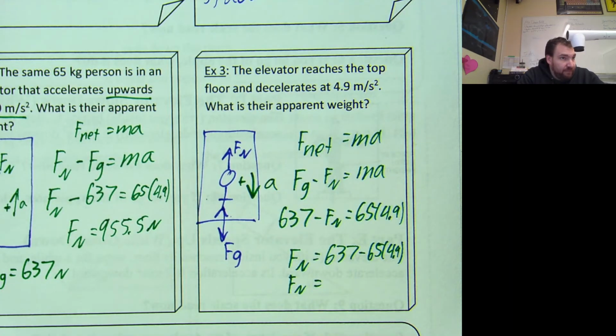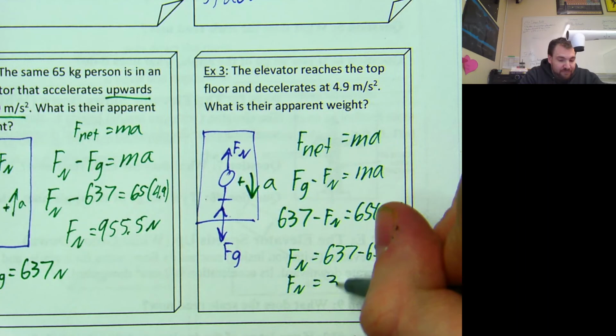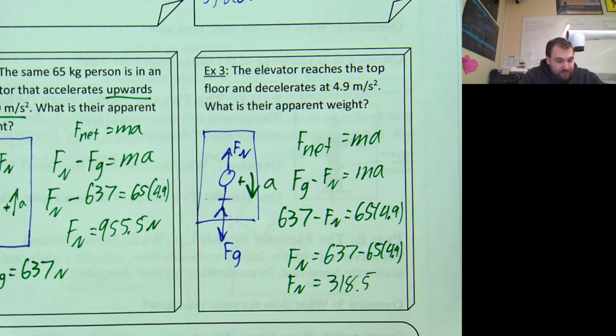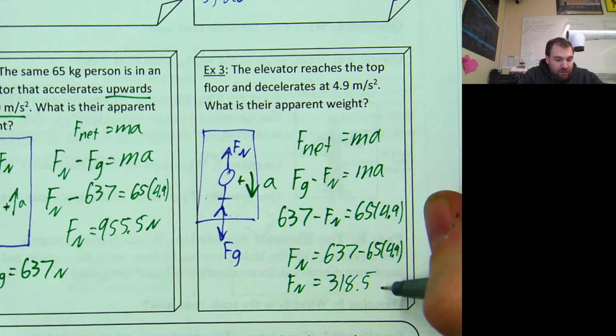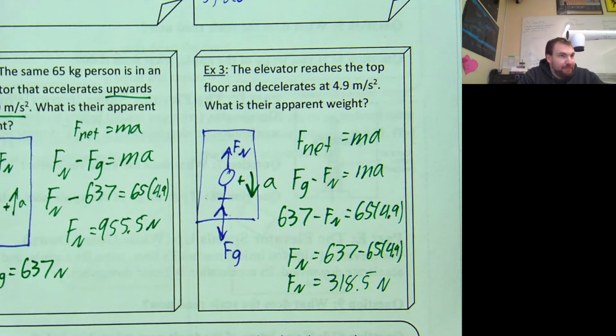320.5? 318.5? I mean, effectively it's 320. So this would feel like the person actually has what mass? 32.5 kilograms. So they've halved their weight. That would be weird.